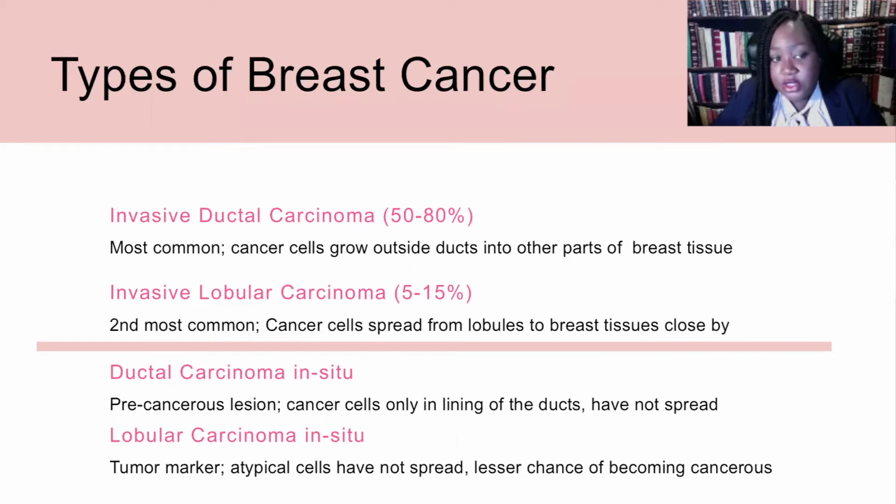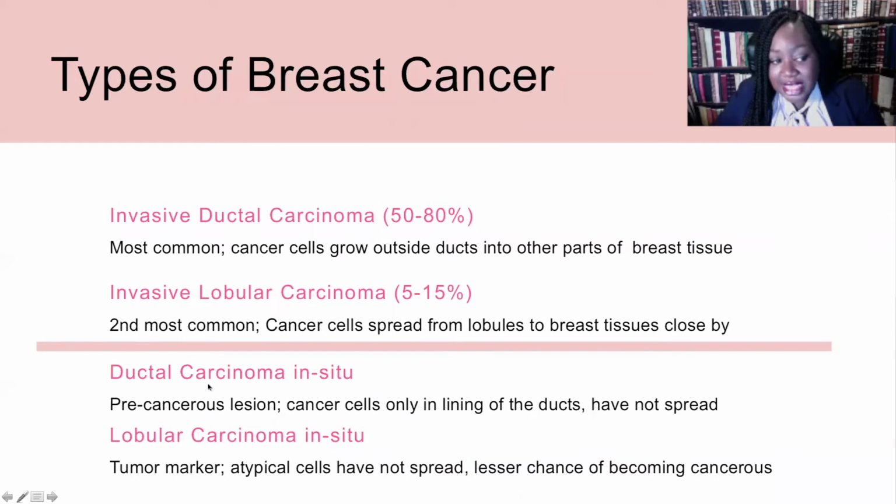Invasive lobular carcinoma, which is the second most common, is about 5 to 15% of patients. The cancer cells spread from the lobules to the breast tissues that are nearby. So remember, the three main parts of the breast were the lobules, the ducts, and the connective tissue. So the majority of the cancers are from the ducts or the lobules. Now, there are two types of lesions that are important to understand, and they are not considered cancers. So, up here are our cancers, and here are some other lesions that you may have heard someone been diagnosed with, or you may yourself have been diagnosed with. So, they're important to understand as well.